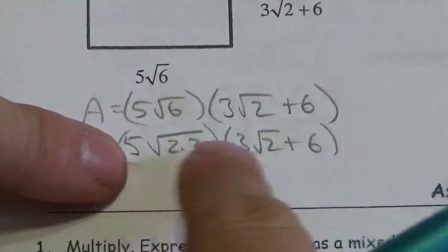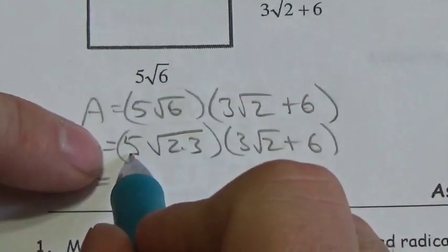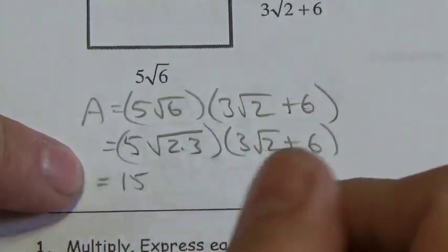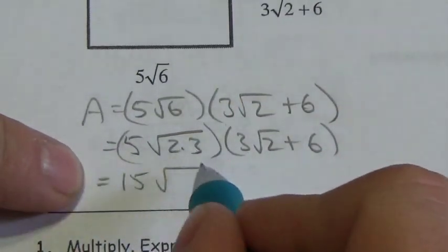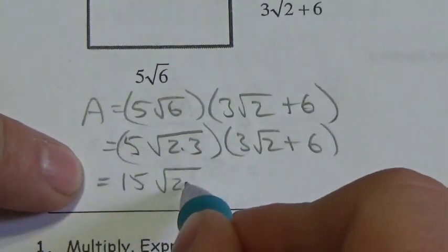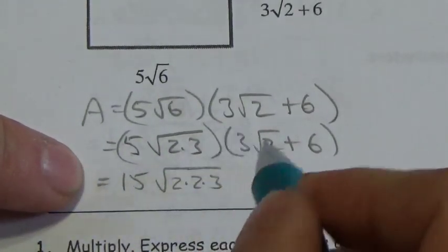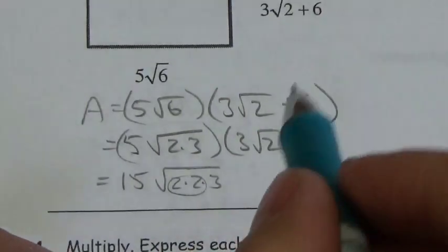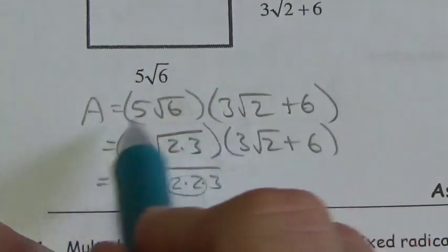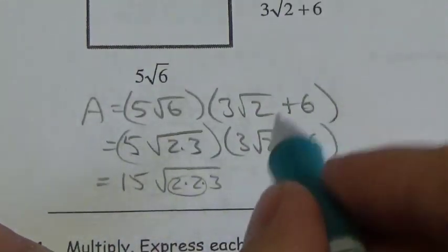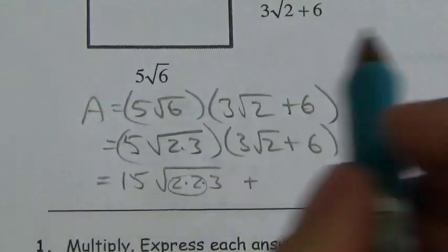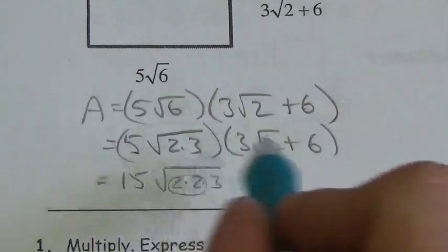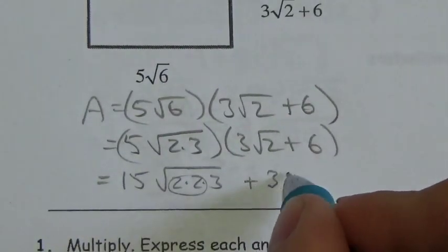But now when you multiply this by 3 root 2, first of all, you're going to multiply 5 by 3 to get 15. And then I'm going to multiply the radicands together. That'll get me 2 times 2 times 3. So I see I've got the two 2's there. I'm going to deal with that in a second. But then I have to multiply this 5 root 2 times 3 by that 6. Again, you multiply the coefficients together, so 5 times 6 will be 30.